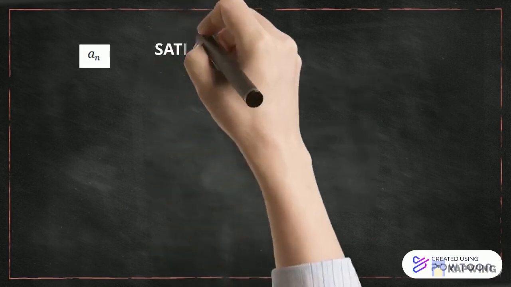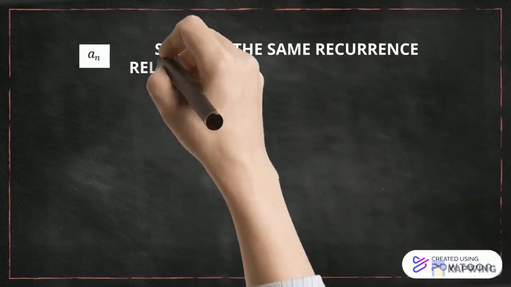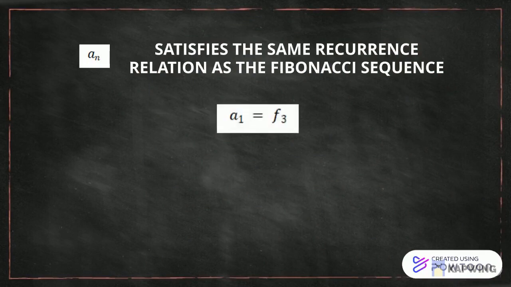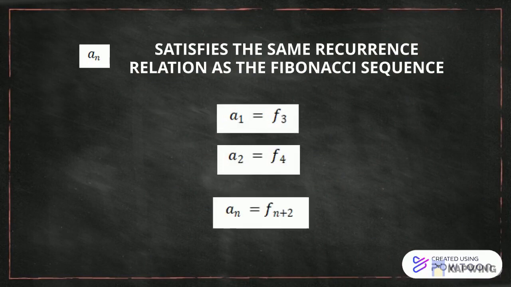From that, we can see that actually an satisfies the same recurrence relation as the Fibonacci sequence. Since a1 equal to f3 and a2 equal to f4, we conclude that an equal to fn+2.